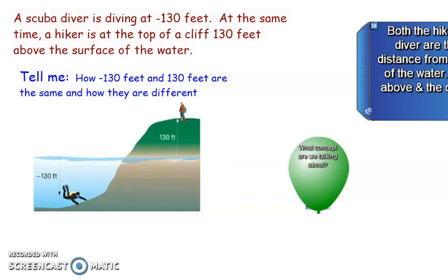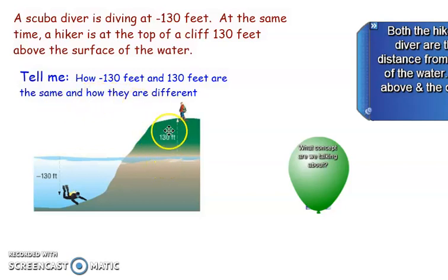Okay, a scuba diver is diving at a negative 130 feet. At the same time, a hiker is at the top of a cliff at 130 feet above the surface of the water. So tell me, how are a negative 130 feet and a positive 130 feet the same and how are they different? Think about that for a second.